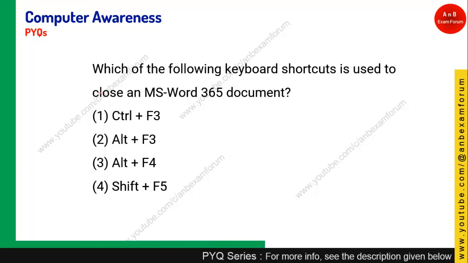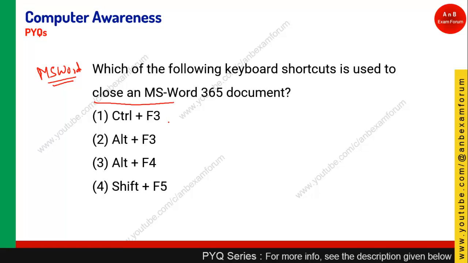Which of the following keyboard shortcuts is used to close an MS Word 365 document? Okay, so it is from the software part, and this time it is MS Word. And as I told you many times, you go through the shortcuts, you will have one question from the shortcuts itself. Okay, and for closing in MS Word, everybody knows it is Alt plus F4. So Alt plus F4 is used to close the MS Word document.